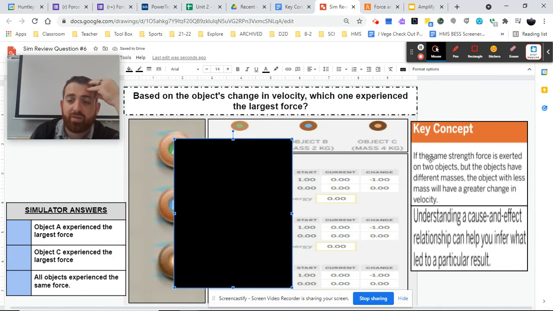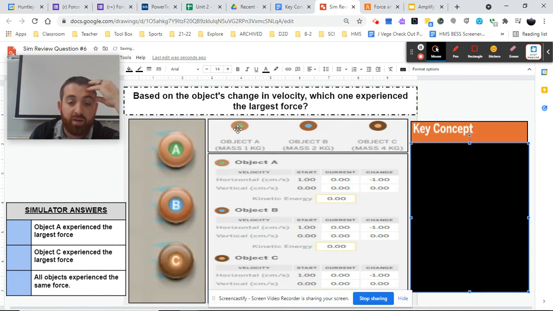Well, we know that if the same force is exerted on two objects and the objects have different masses, the object with less mass will have a greater change in velocity. So we know that if we applied the same force to all three of these, we would see A move fastest, B move the second fastest, and C move the slowest. But we don't see that. We see they all started the same and they all stopped. A isn't moving faster than B. B isn't moving faster than C. They all have the same velocity.